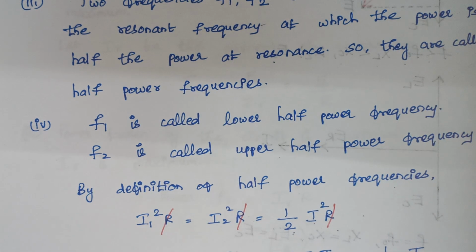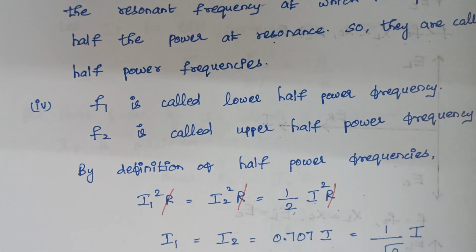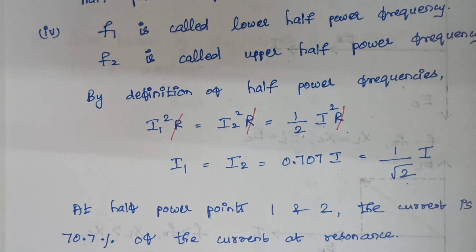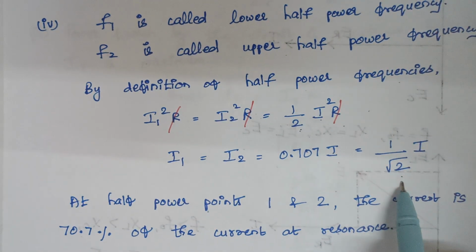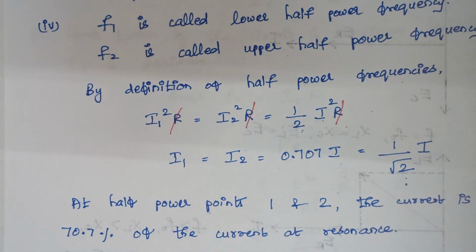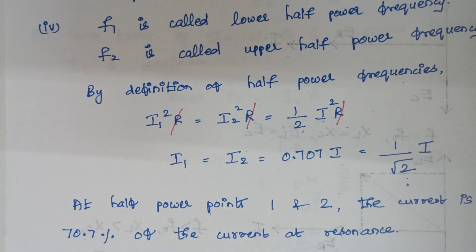So at half power points 1 and 2, it is clear that the current is 1 by root 2, which is nothing but 0.707. So the current is 70.7% of the current at resonance, right? Am I making the concept clear?